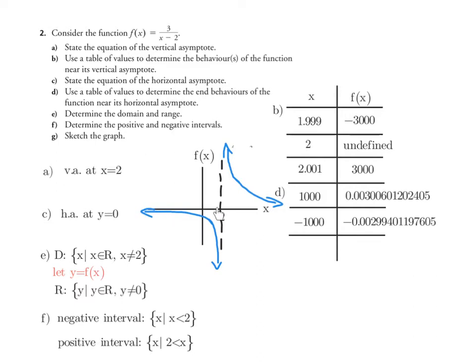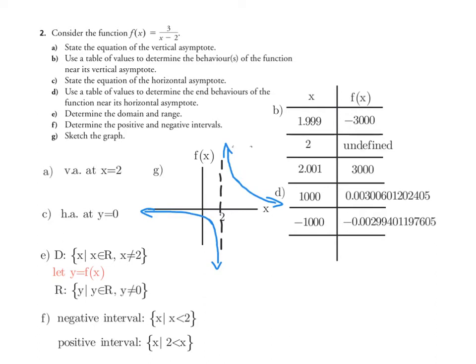Positive or negative means how high it is. The value is negative. Here it's decreasing as well, but the value is positive because it's above the x-axis, right? So the value is your f of x, your y value, and it's going to be positive in all of this area and negative in all of this area. All right, part G, sketch the graph. Whoops, I've already done that, so it looks like we're done.